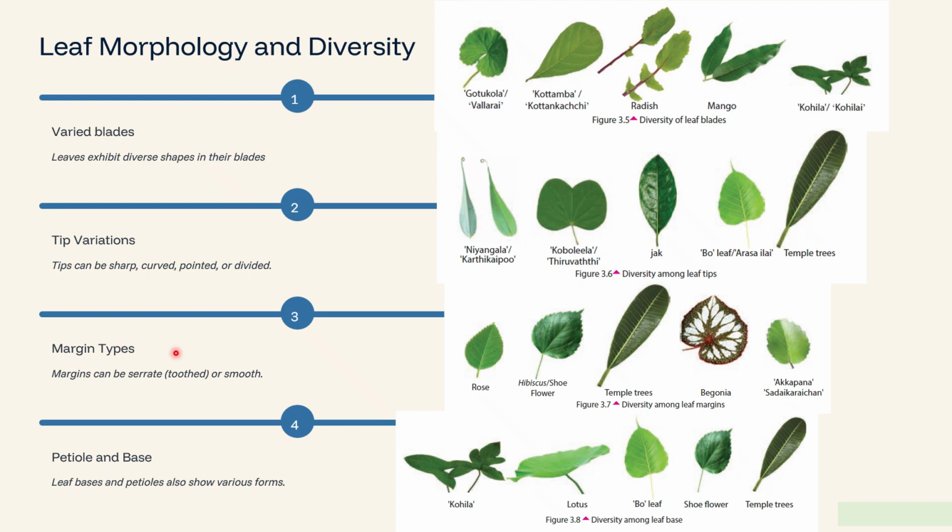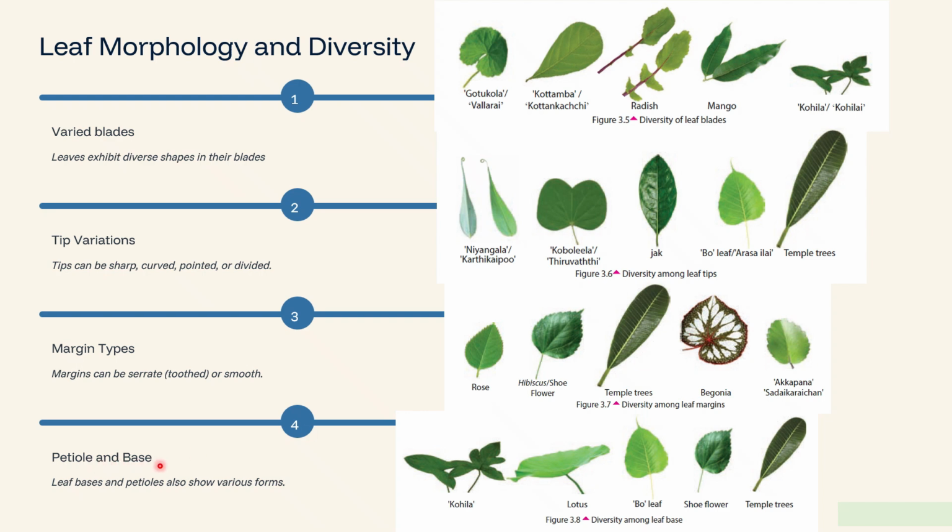Margin types. Margins can be serrated, toothed or smooth. Rose, hibiscus, temple tree, begonia, akapana, you can see different types of margins. Here in temple tree leaf, you can see a smooth blade, smooth margin. In other types of leaves, you can see a serrated margin.